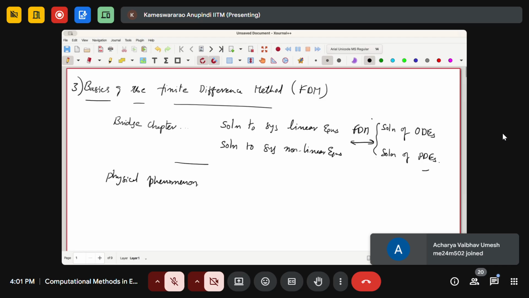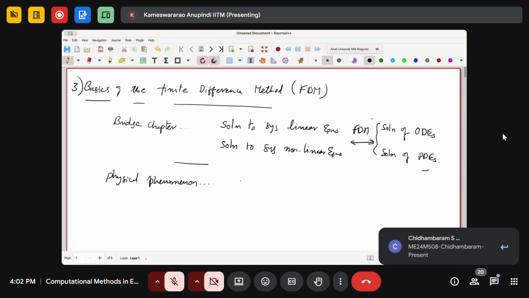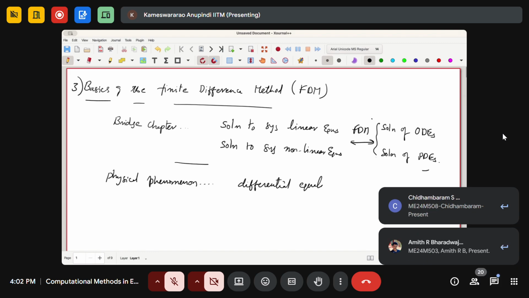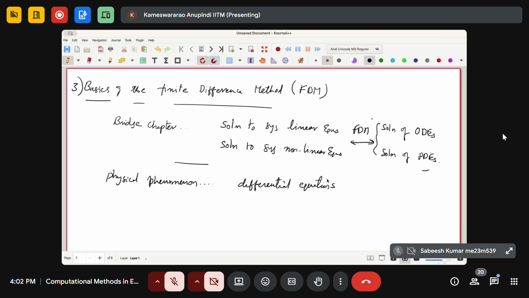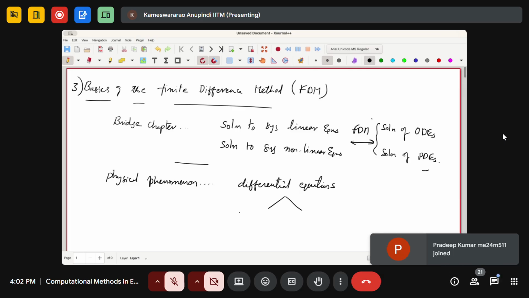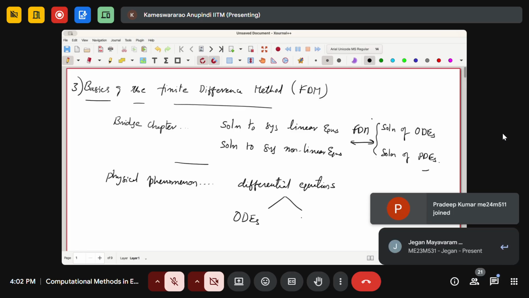Okay, so essentially what happens is that all the physical phenomena that you would observe or that you use in science and engineering, these are all expressed in terms of differential equations, right? Whether you take heat transfer, fluid flow, or bending of a beam, or diffusion in a solid, or chemical reactions, all these things, these are all basically differential equations. They can be essentially ordinary differential equations, or they can be categorized as partial differential equations.